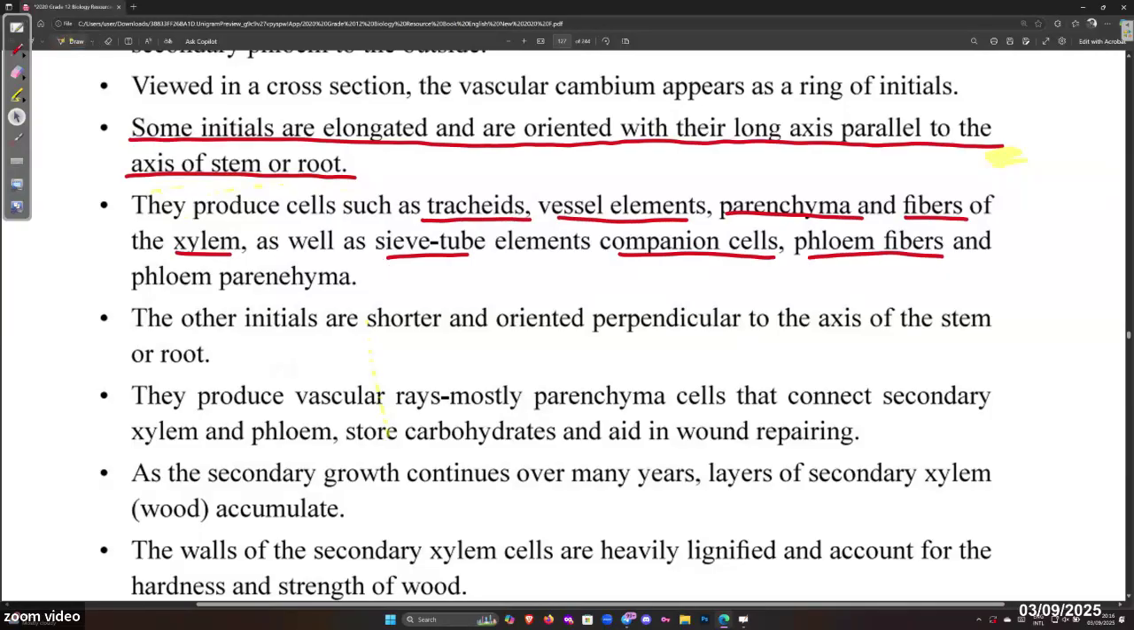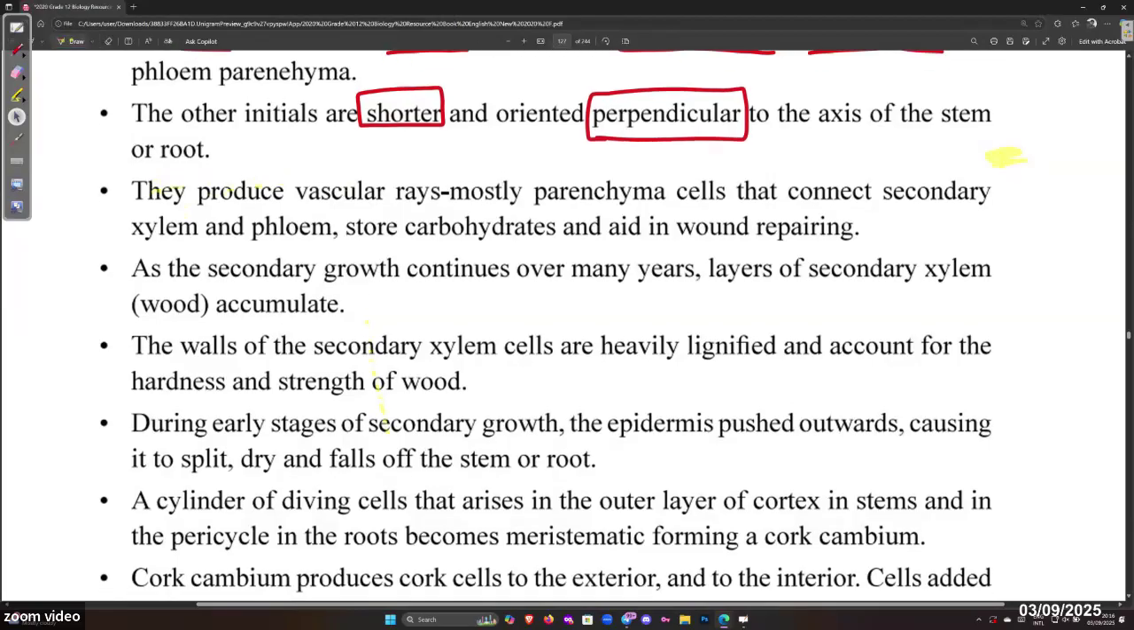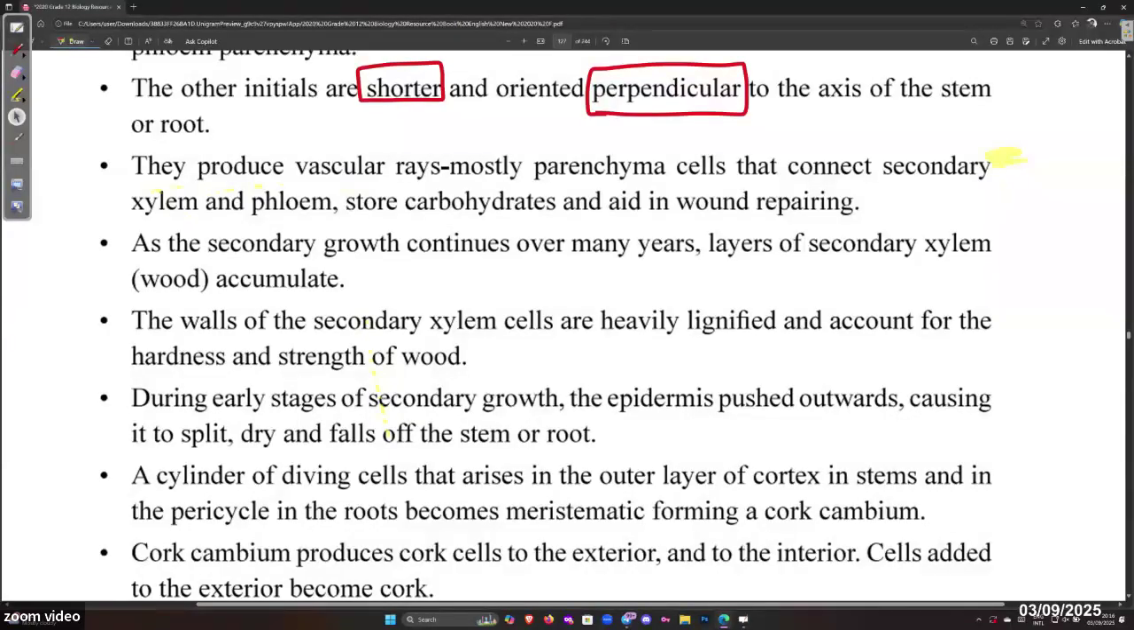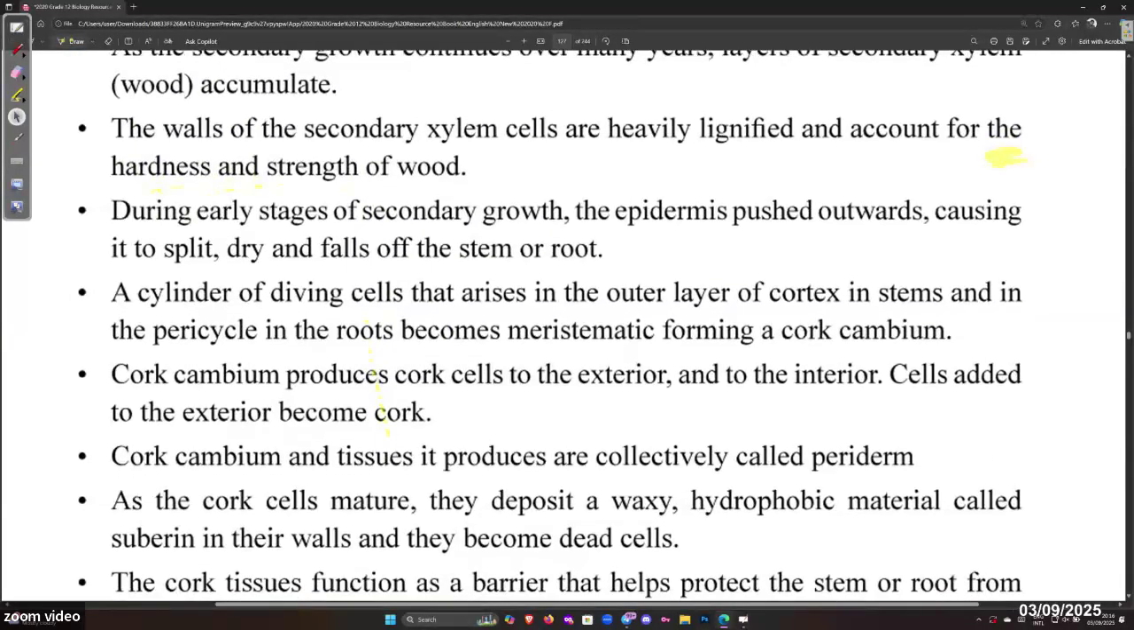The other initials are shorter. Look at that. Shorter and oriented perpendicular to the axis of the stem. They produce vascular rays, mostly parenchyma cells, right? As the secondary growth continues over many years, xylem would accumulate. The walls of the secondary xylem cells are heavily lignified.